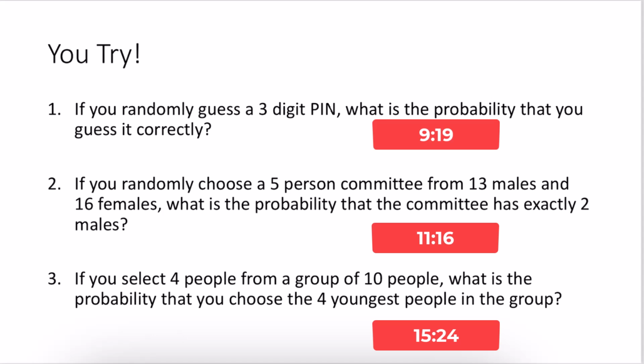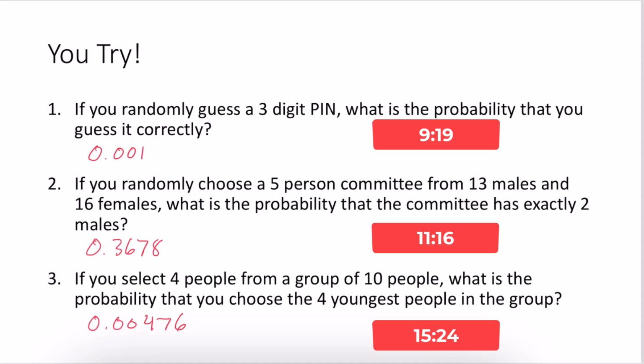Okay, so the correct answer for question 1 is 0.001, or if you wrote this as a percentage, you could move the decimal over twice and it would be 0.1%. Then for question 2, the correct answer is 0.3678, which if you wrote as a percentage would be about 36 to 37%. And then on question 3, the correct answer is 0.00476, which written as a percentage would be 0.476%.